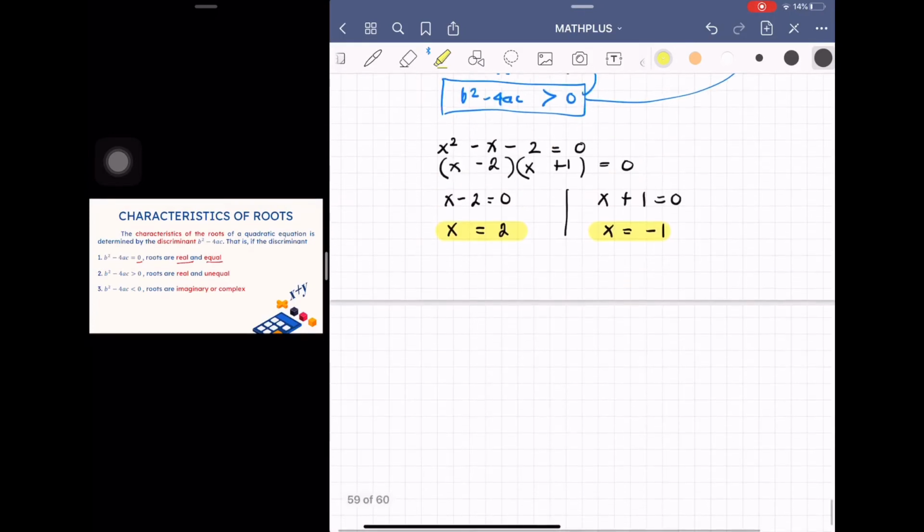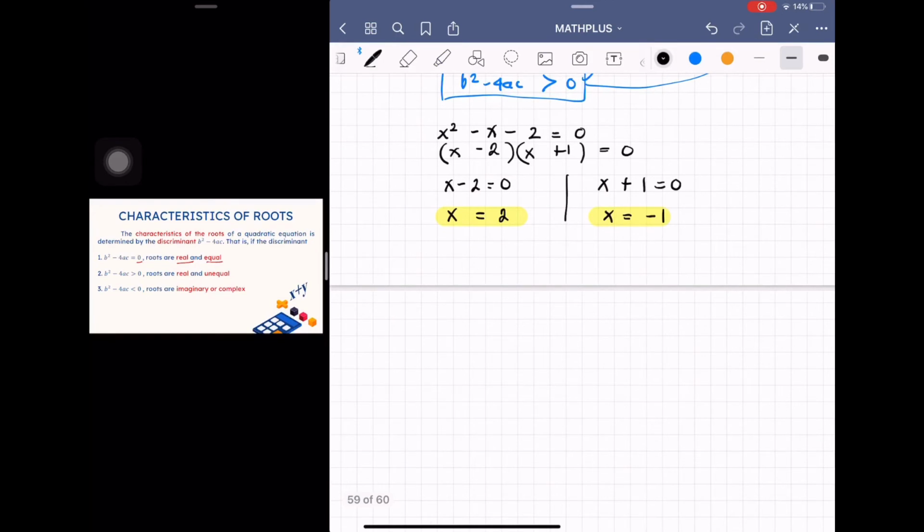Your last condition is, if your discriminant, which is b squared minus 4ac, is less than 0, then you will get roots which are imaginary or complex numbers. So these are roots which are not anymore in the real number system. So these are your imaginary roots. And you'll be able to get them if your discriminant is less than 0. That means you get a negative discriminant.